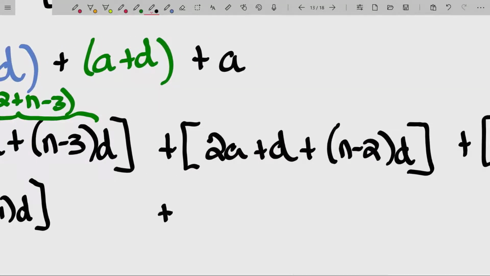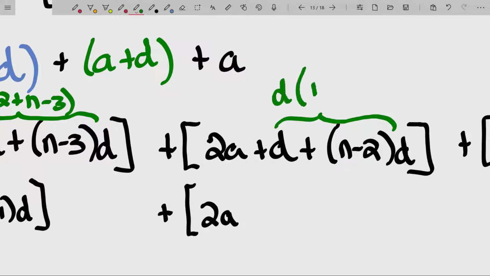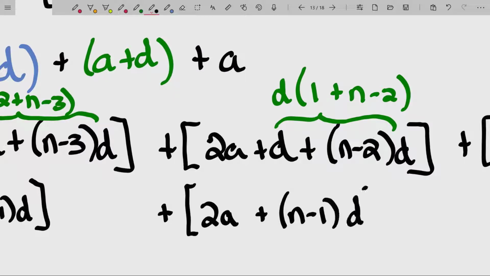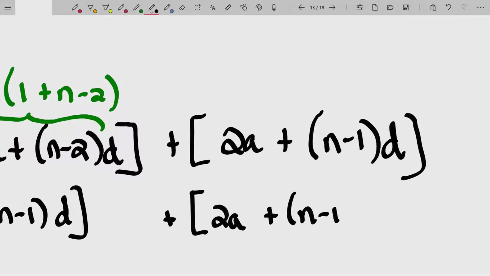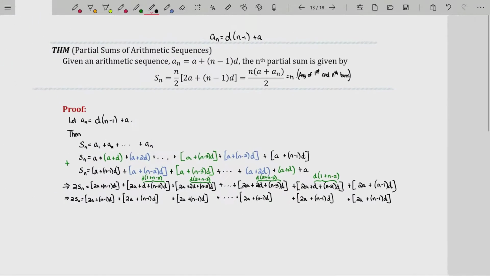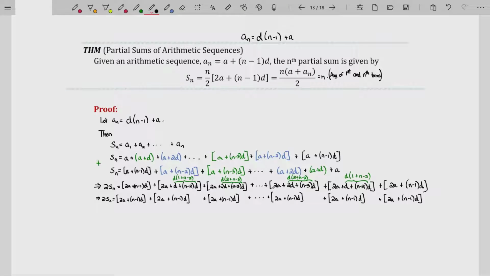This last, or second to last group, again I have a 2a, and again, these two, I could factor out the common d, and I'm left with 1 plus n minus 2, or an n minus 1 d. So again, plus the quantity n minus 1 times d. And finally, plus 2a, plus the quantity of 2a times n minus 1 d. Let me zoom out. Notice that's a bunch of 2a's plus n minus 1 d's.